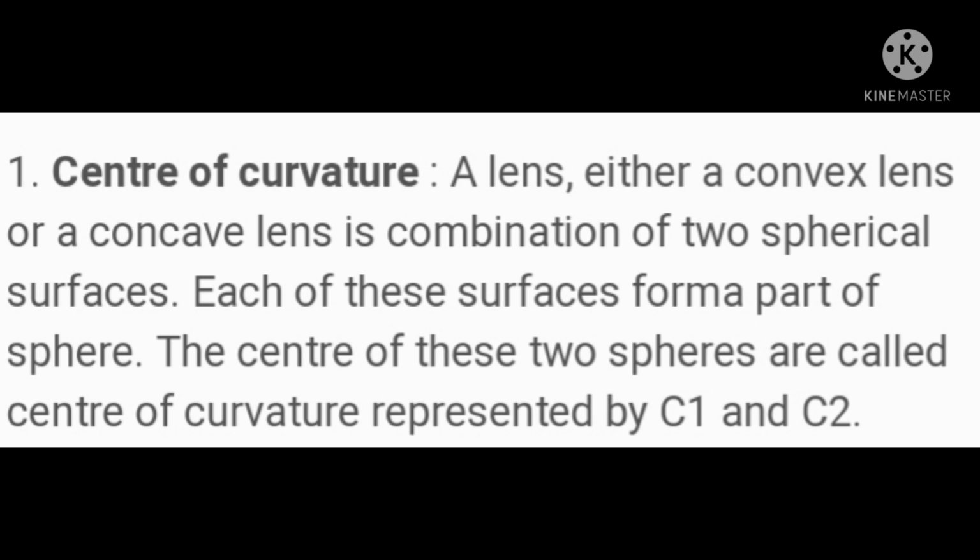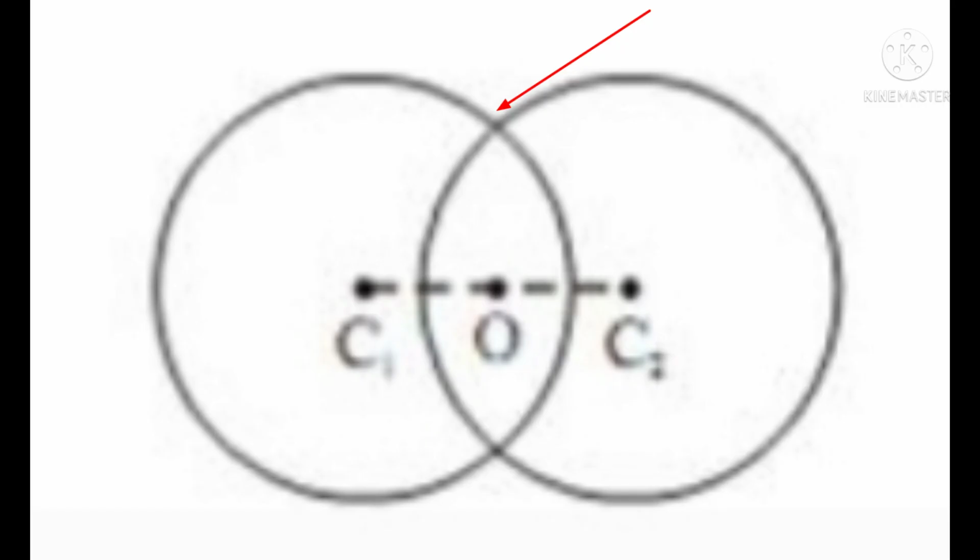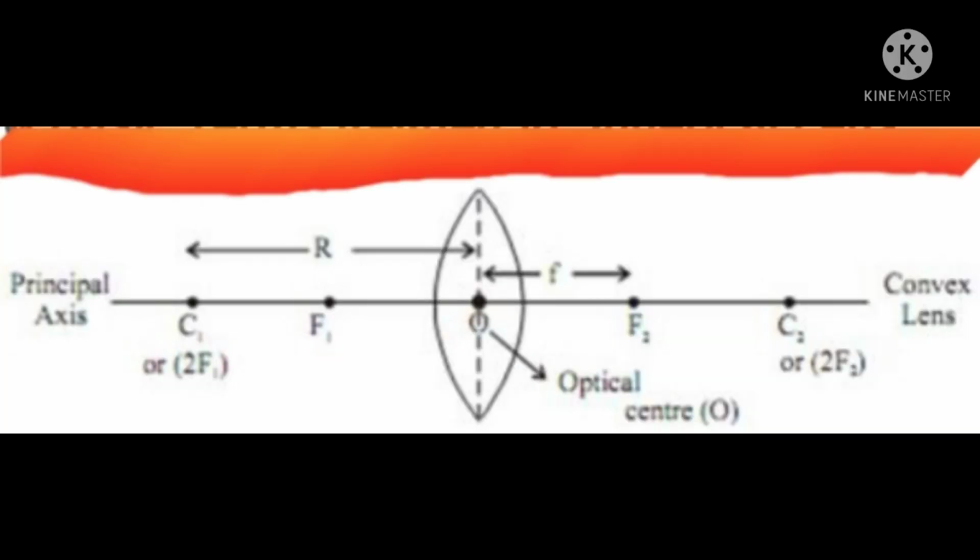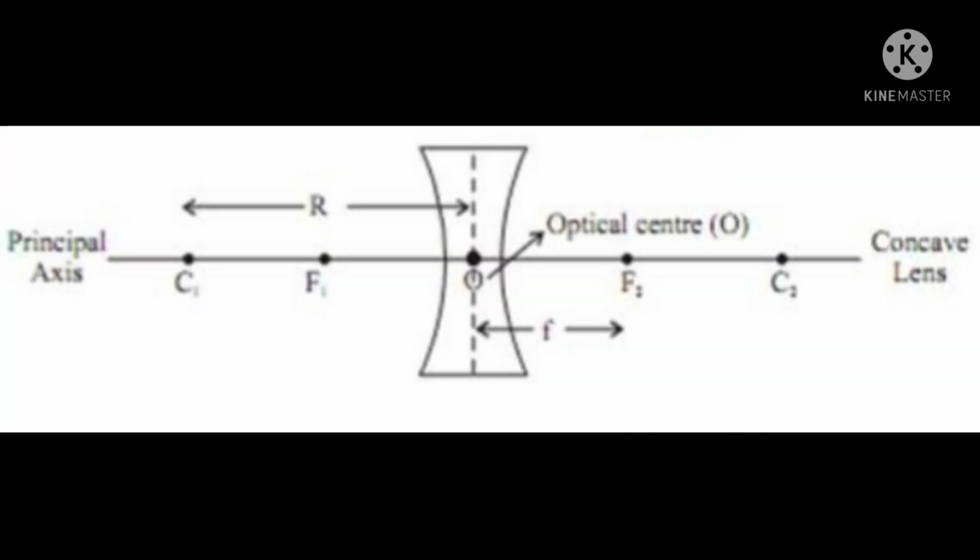You have to remember one thing: whether it is a convex or concave lens, both are a part of a sphere. If we extend this surface and this surface, we will get the sphere. That means C1 and C2 are the centers of the spheres. The centers of these two spheres are called the centers of curvature, represented by C1 and C2, and this is the same for both concave and convex lens.